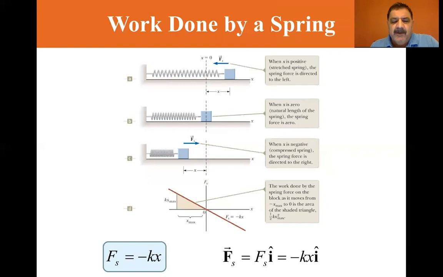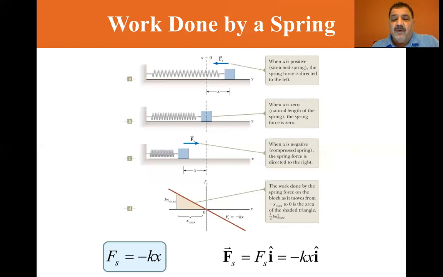The k measures the stiffness of the spring. A stiff spring has a large k value, and a soft spring has a small k value. And the units for k are newtons per meter. In other words, for every meter, you get a particular force.